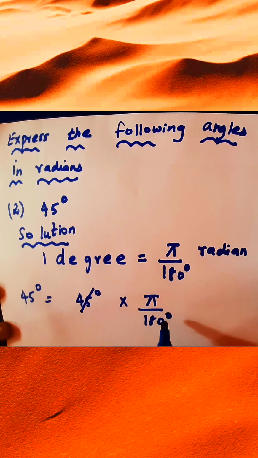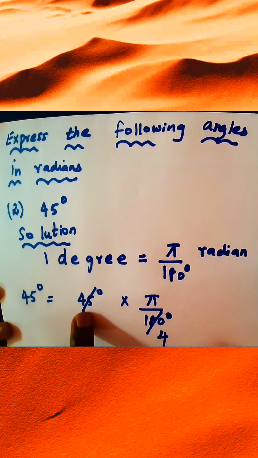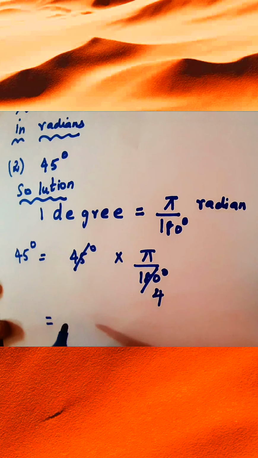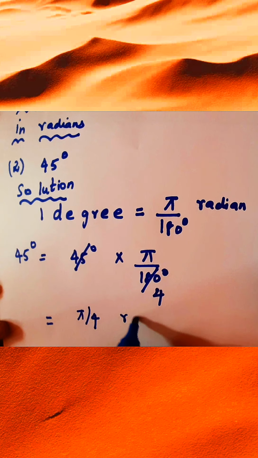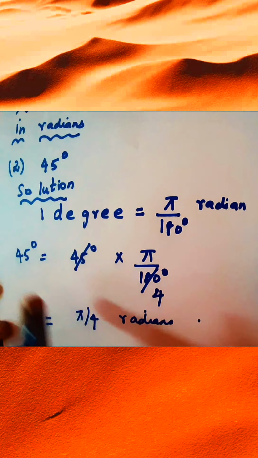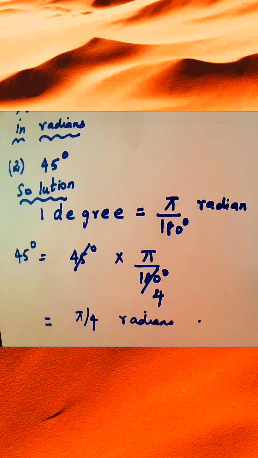1 45s are 45, 4 45s are 180. You can use the calculator, divided by 45. So which is equal to pi by 4 radians. This is the answer. So 45 degree in terms of radian is pi by 4. That's it. Is it very simple, students? It's very simple. You can practice more problems so that it's going to be very, very easy.